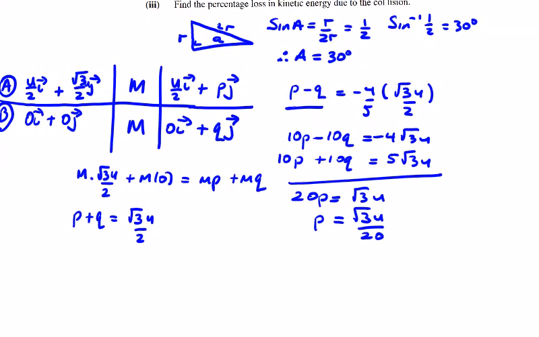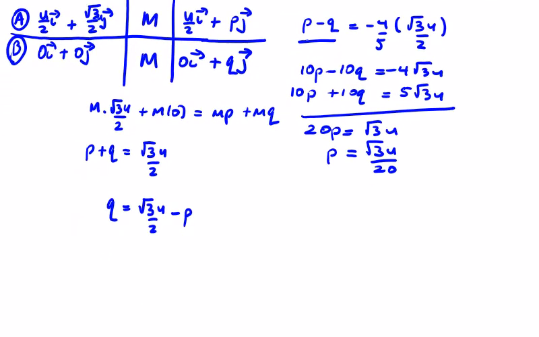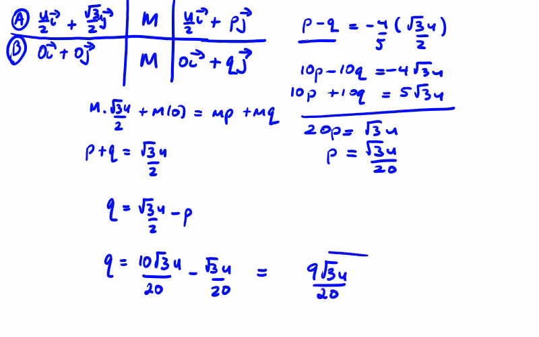Do we have an equation for Q? Q is equal to root 3 u over 2 minus p. So Q is equal to 10 root 3 u over 20 minus 1 root 3 u over 20. So Q is, no, 10 over 20 minus 1, 9. 9 root 3 u over 20. So that's Q, and this one up here, P.